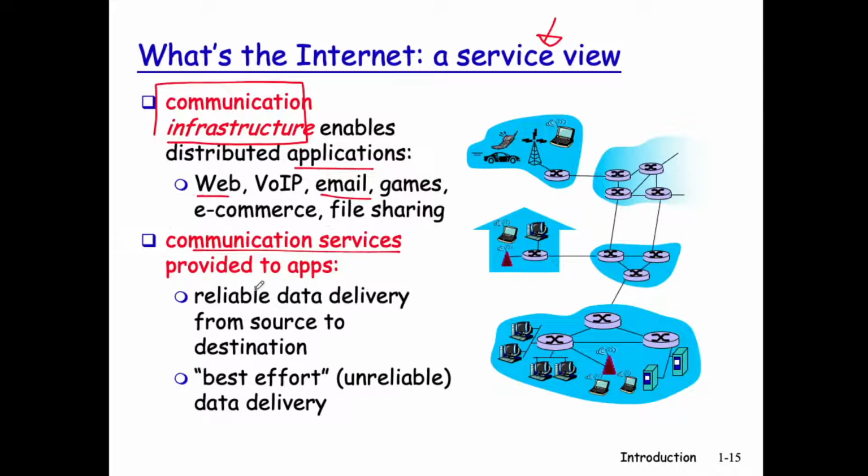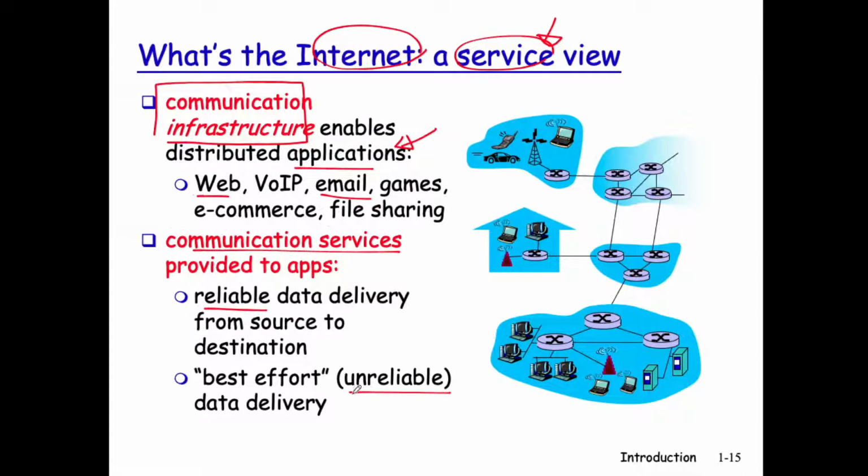Now, two major classes of services that are provided by the internet are these: reliable data delivery versus unreliable data delivery. So the internet, essentially, is not just a physical infrastructure, but also an infrastructure with software support so that we could run all sorts of distributed apps on top of the whole thing.